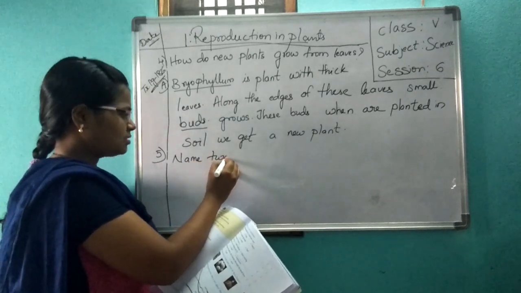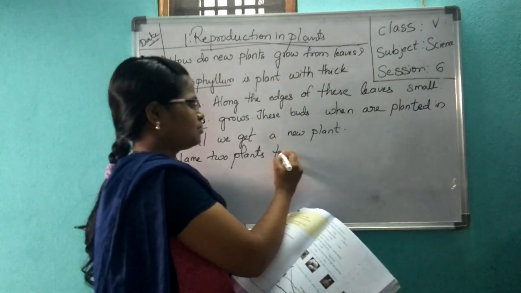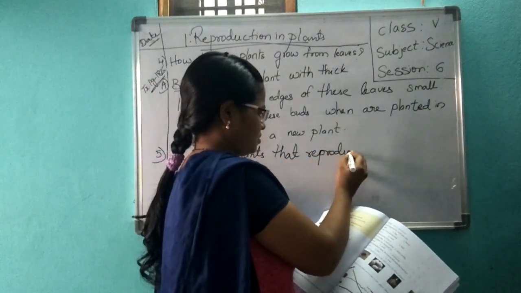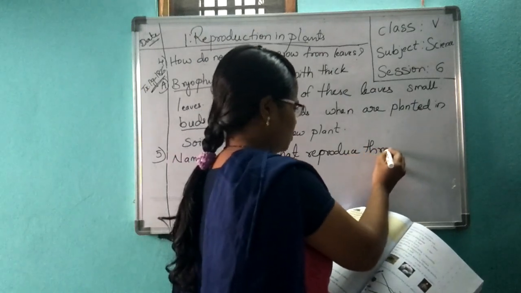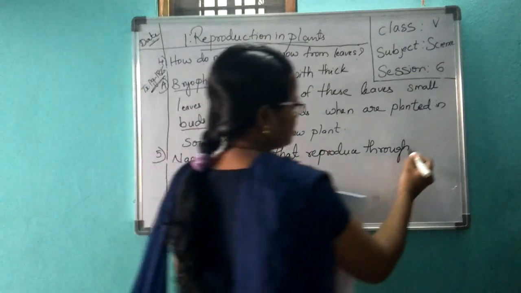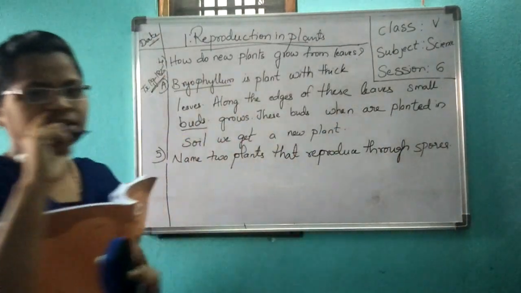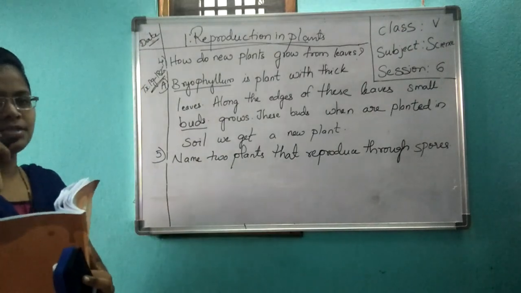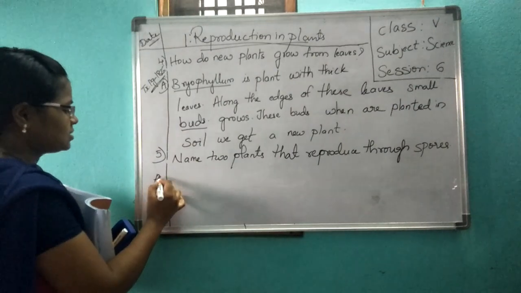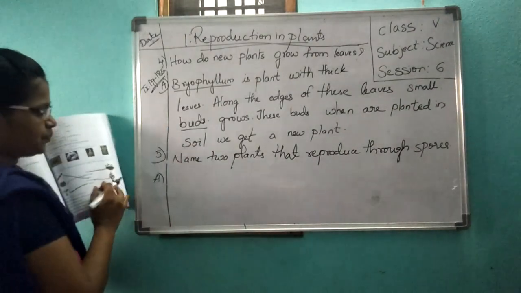Name 2 plants that reproduce through spores. When I am writing the question, try to answer before I write. Okay. Were you able to give the answer? Here mushroom is already given. We will write mushroom.